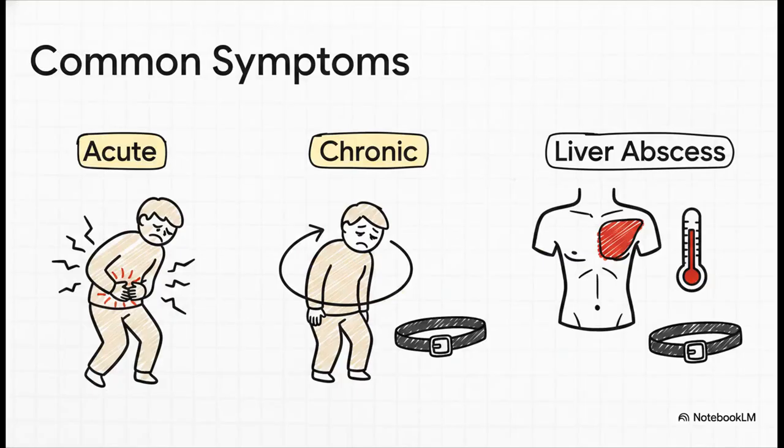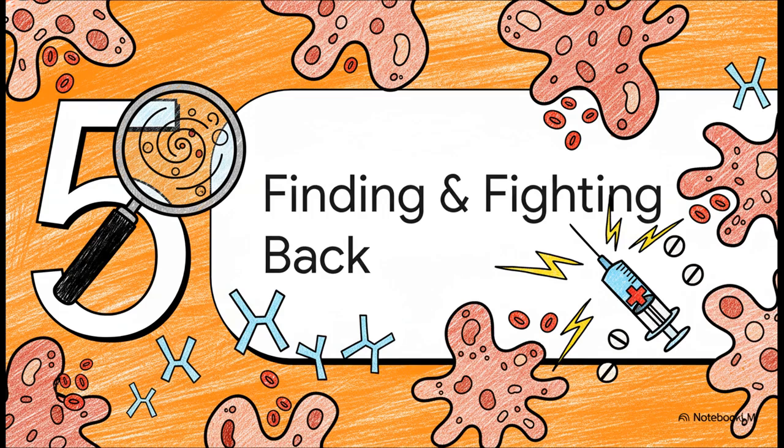Now, for the 10% who do get sick, the symptoms really depend on the type of infection. Acute intestinal disease, well, that presents as classic dysentery. We're talking bloody, mucus-filled diarrhea along with abdominal pain. Some people develop a chronic version with milder on and off symptoms. And if the parasite has managed to spread to the liver, the signs completely change. You're looking at fever, weight loss, and a very specific pain in the upper right side of your abdomen, right where your liver is. So how do we find this microscopic intruder?